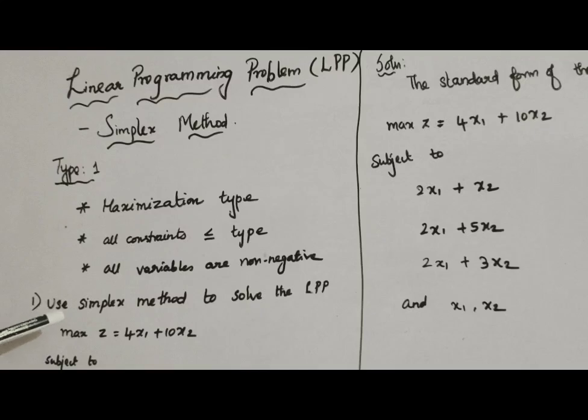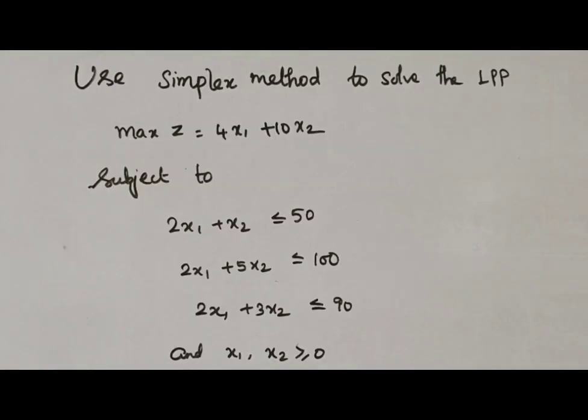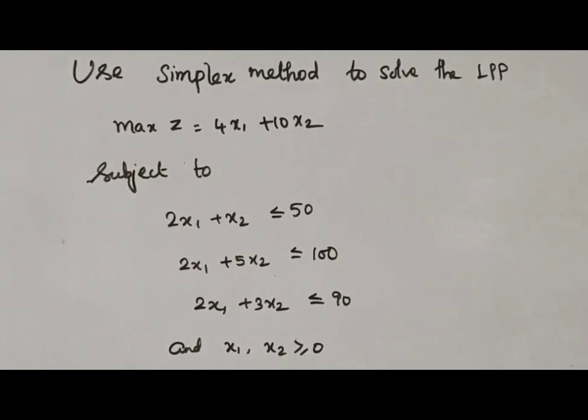First problem, use simplex method to solve the following LPP. Maximum z is equal to 4x1 plus 10x2, subject to 2x1 plus x2 less than or equal to 50, 2x1 plus 5x2 less than or equal to 100, 2x1 plus 3x2 less than or equal to 90, and x1, x2 greater than or equal to 0.